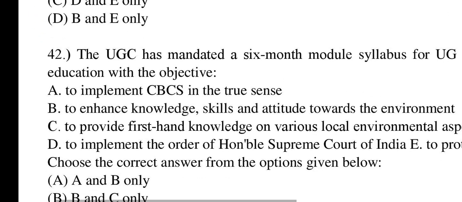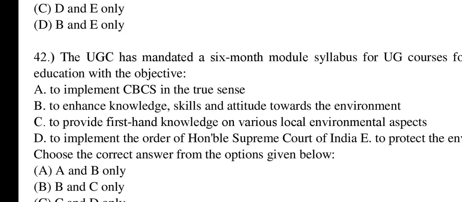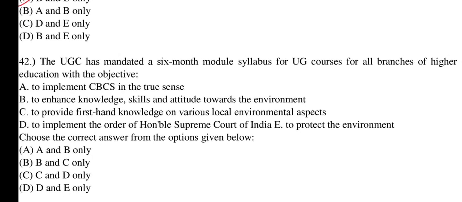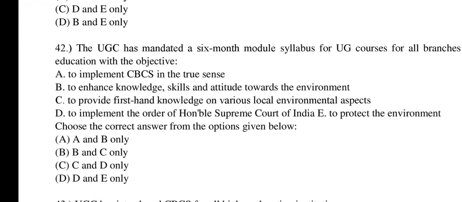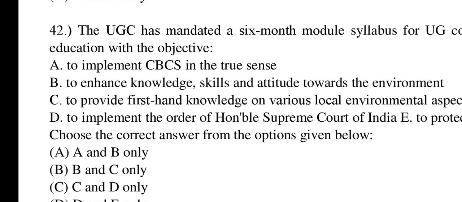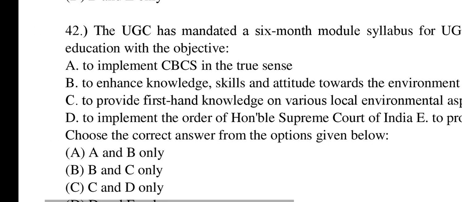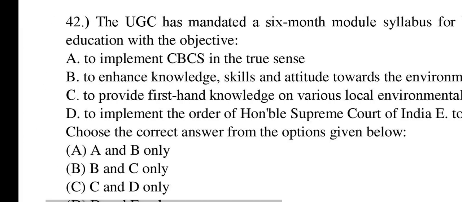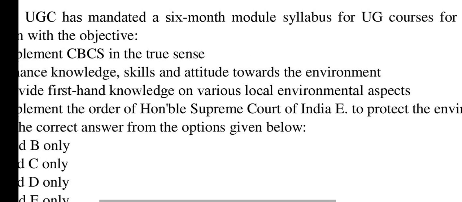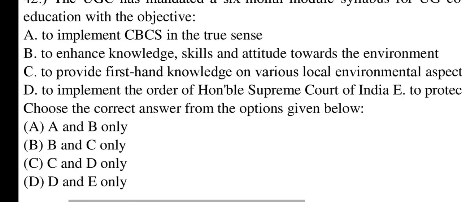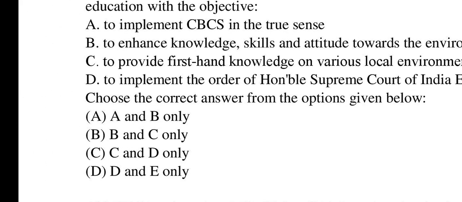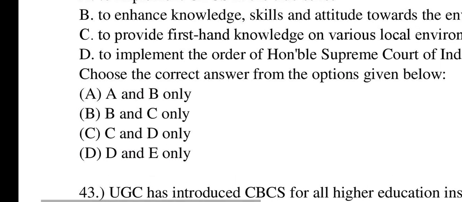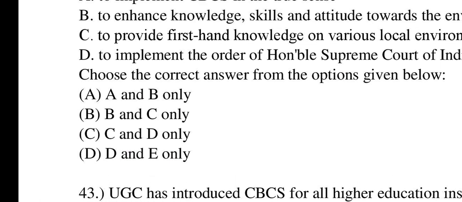42 says, the UGC has mandated a 6-month module for UG courses for all branches of higher education with the objective of what? A, to implement CBCS in the true sense; B, to enhance knowledge, skills and attitude towards the environment; C, to provide first-hand knowledge on various local environmental aspects; D, to implement the order of the Honorable Supreme Court of India; E, to protect the environment. Choose the correct answer from the options given below. 42, the correct option will be number B, that is B and C.